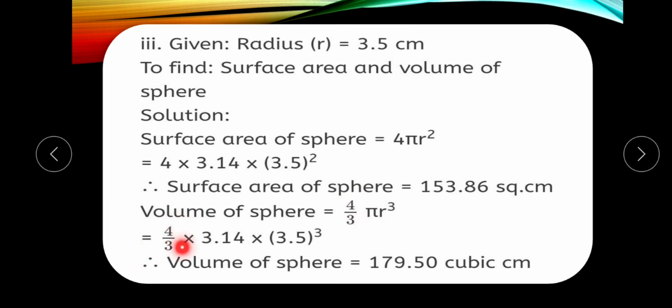Next, we need to find the volume of sphere, 4 upon 3 pi r cube. That is equal to 4 upon 3 into 3.14 into 3.5 the whole cube. Solving it, we get volume of sphere is equal to 179.50 cubic centimeter.